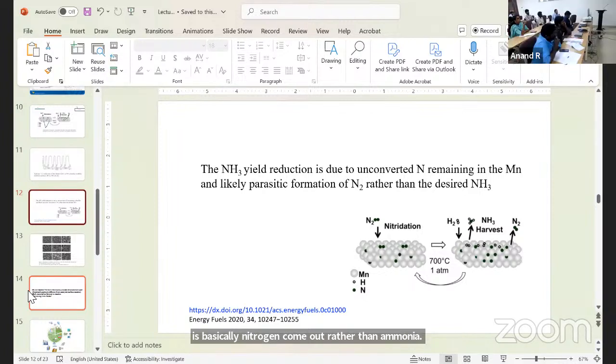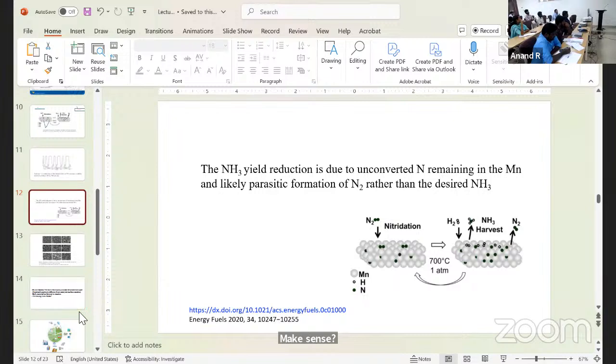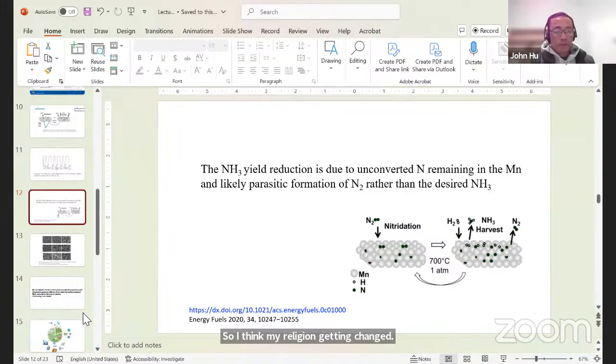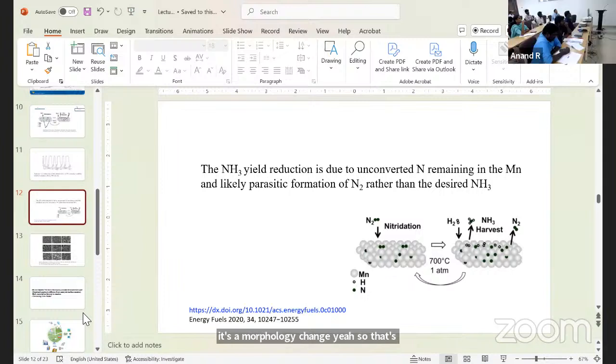Yes, sir. So once the temperature is increased, it means the surface morphology gets changed. Yes, it does change. It's a morphology change. So that's why it's very difficult.